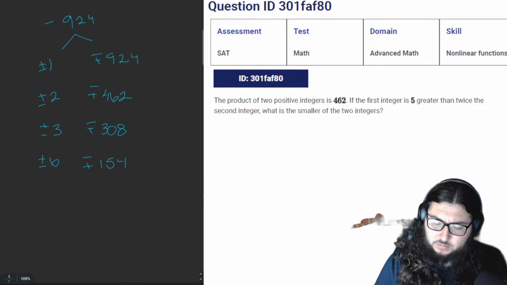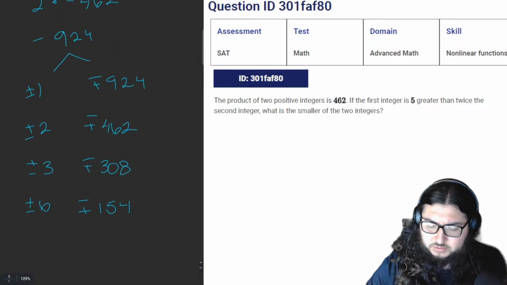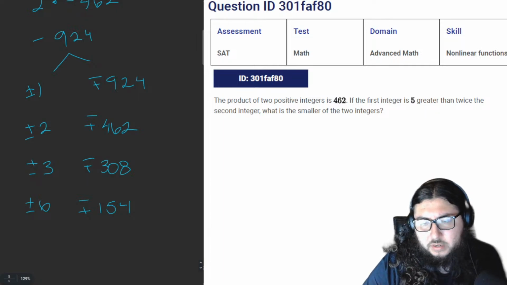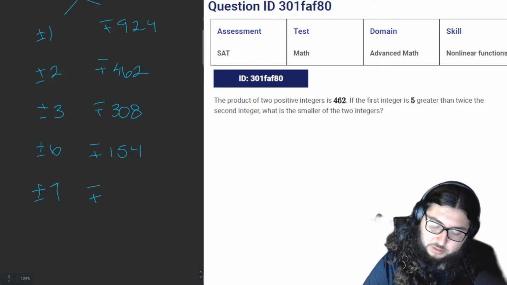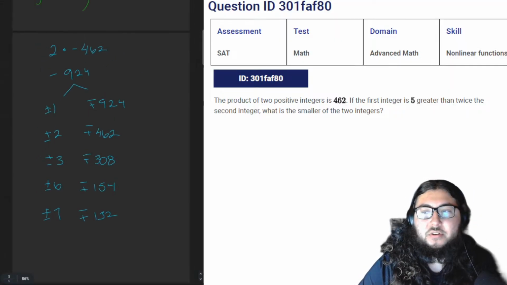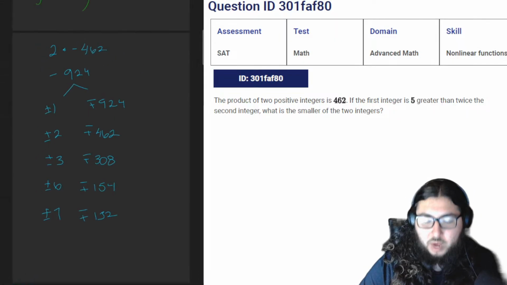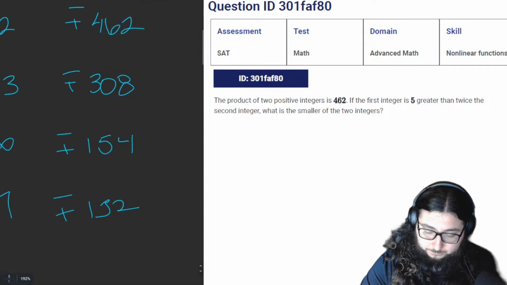7? Could it be 7 perhaps? So 700, then 224, 140 leaves 84. So 120 plus 12. So plus or minus 7 minus plus 132. Man, you know what? Let's just use the quadratic formula. As you can see by my process, using the factoring method is going to take a while.